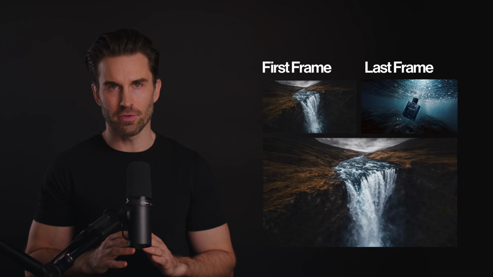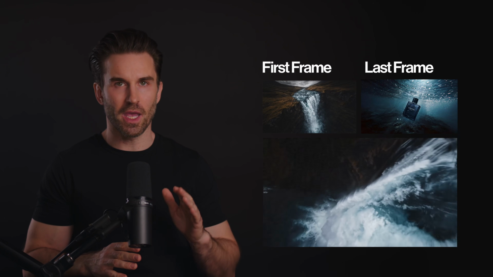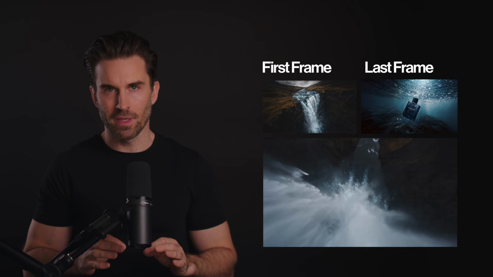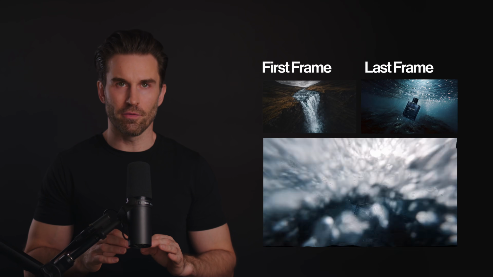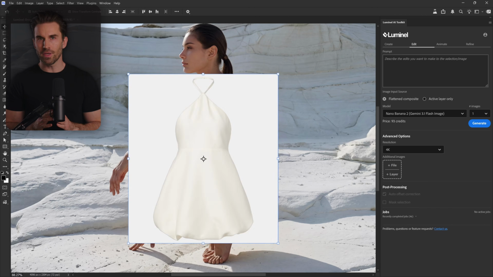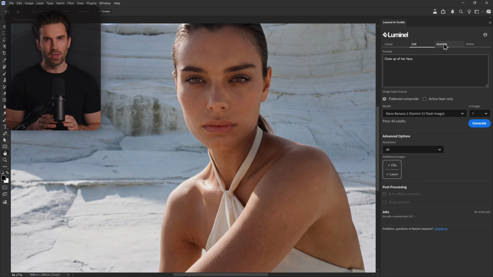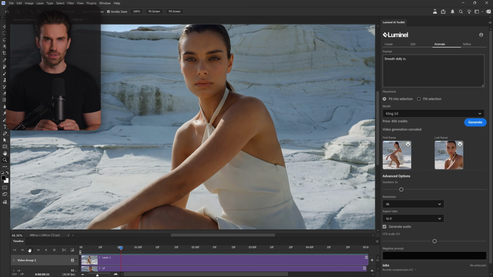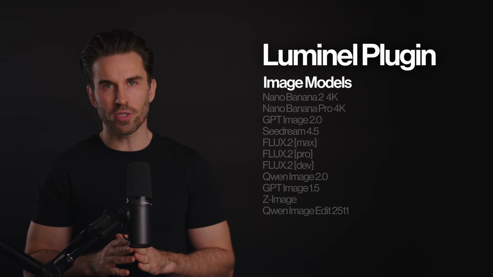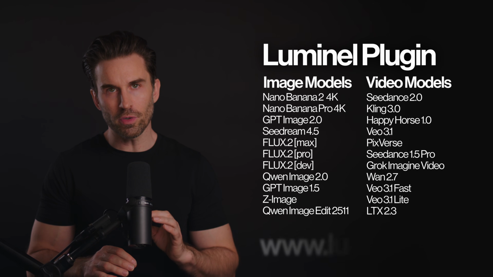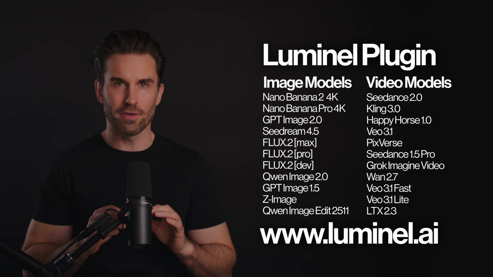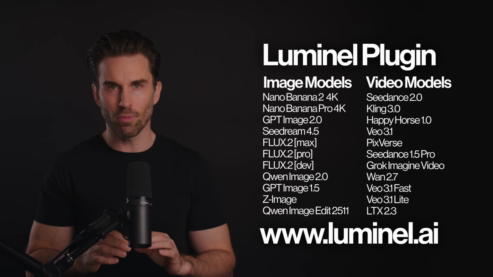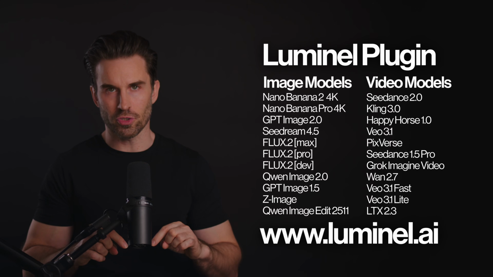The most powerful way to create AI videos is by using images as start and end frames. And that's exactly why working in Photoshop is so powerful. You can edit your images with AI or generate them from scratch and turn those into hyper-realistic videos. It all works with the LUMINEL Plugin, the only tool that integrates advanced image and video models directly into Photoshop.